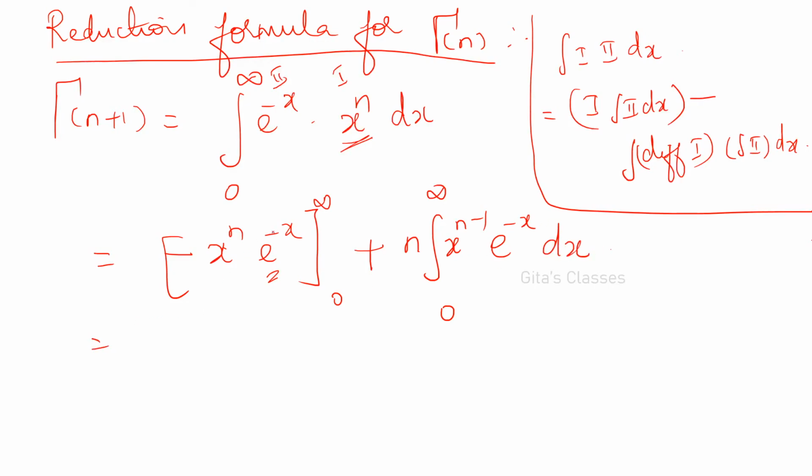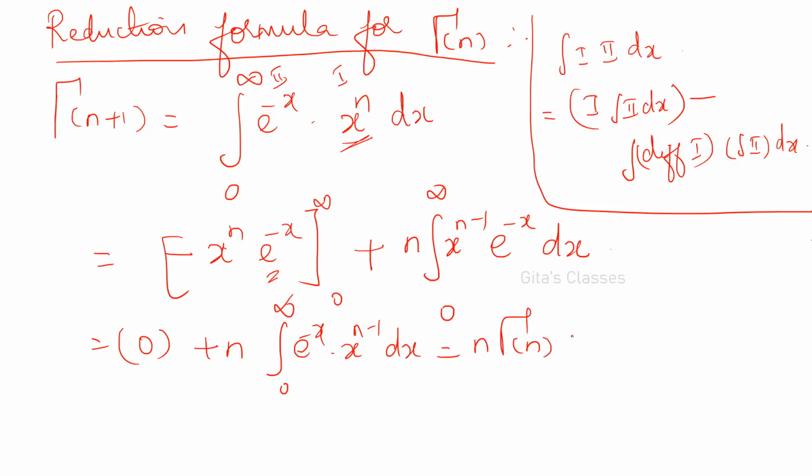So this is equal to, now when you apply infinity, it will become 0. Even if you apply 0, it will become 0. So the first term is 0. Plus n into, what is this one? Integral 0 to infinity e power minus x, x power n minus 1 dx. By definition, what is this? It is n into gamma of n. This integral 0 to infinity e power minus x, x power n minus 1 dx is gamma of n. So we started with gamma of n plus 1 and we have written n into gamma of n.